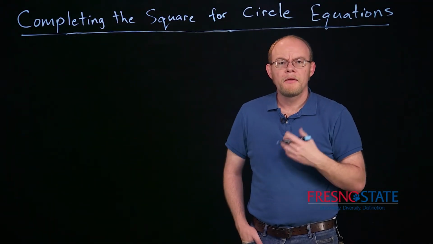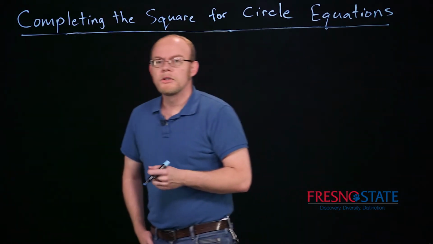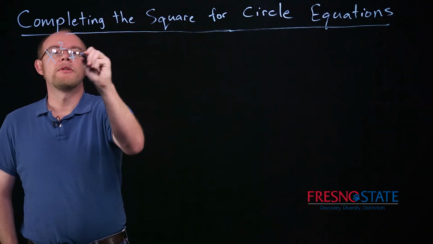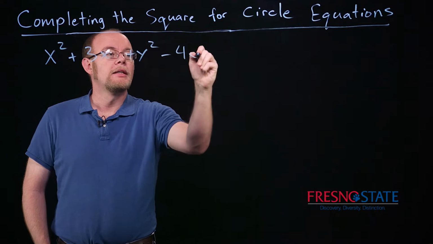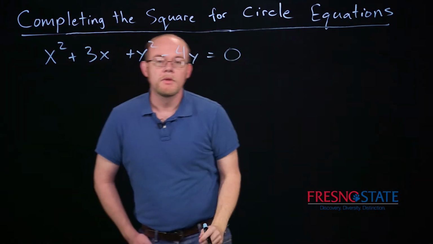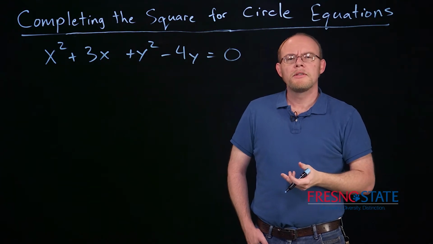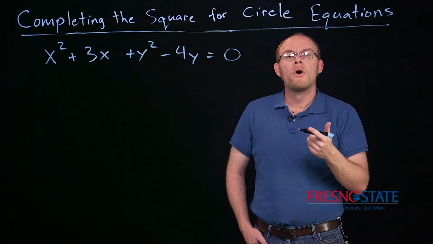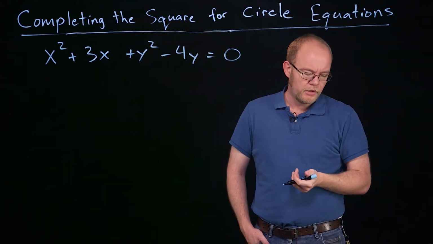All right, now that we have a basic way to complete the square, we're going to apply this for circle equations. So let's consider the equation x squared plus 3x plus y squared minus 4y is equal to 0. Now this is an equation for a circle in general form. This doesn't necessarily give us a quick or easy way to read off either the center of the circle or the radius of the circle, but we can do that by changing the form of the equation.